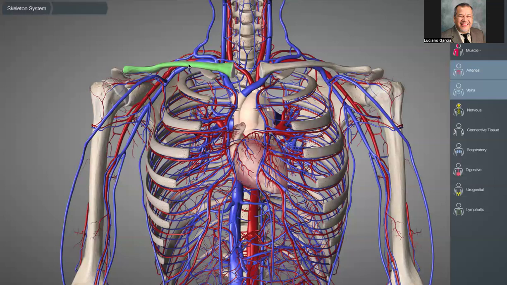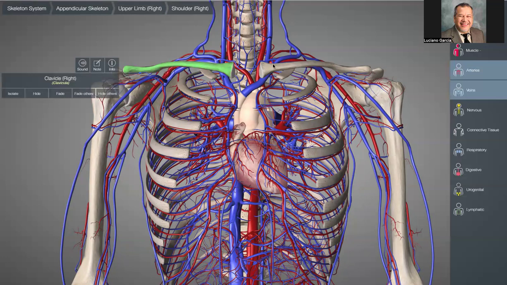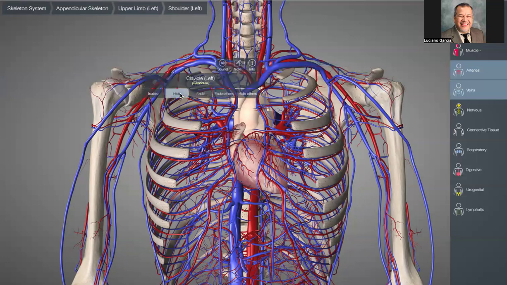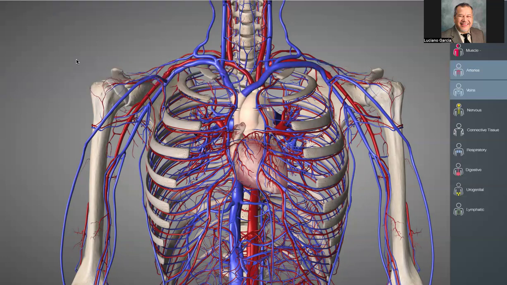And let's get rid of this clavicle. Layman's term is collarbone. Now we can see this organ right here where all the arteries and veins start or end. That's your heart. So remember, arteries are labeled in red on this app, and veins are labeled in blue.